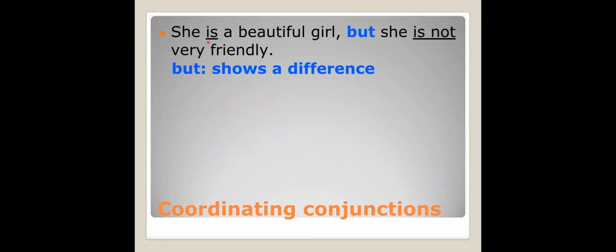Next one, she is a beautiful girl, but she is not very friendly. So we can see the predicate starts here and then the next predicate starts here. So but shows a difference. Okay, this is very similar to nor, but this is better. But is better than nor, okay?